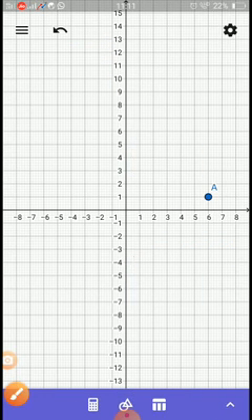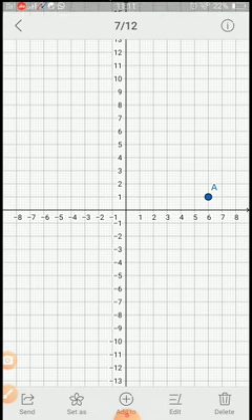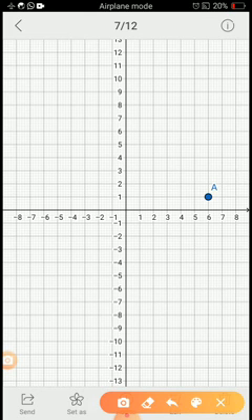Now check, I have taken a point A. I have to find the coordinates of this point. So how to find the coordinates? It's just simple. This is the point A. What you do is, just drop a perpendicular from point A on the y-axis, and drop a perpendicular from point A on the x-axis.